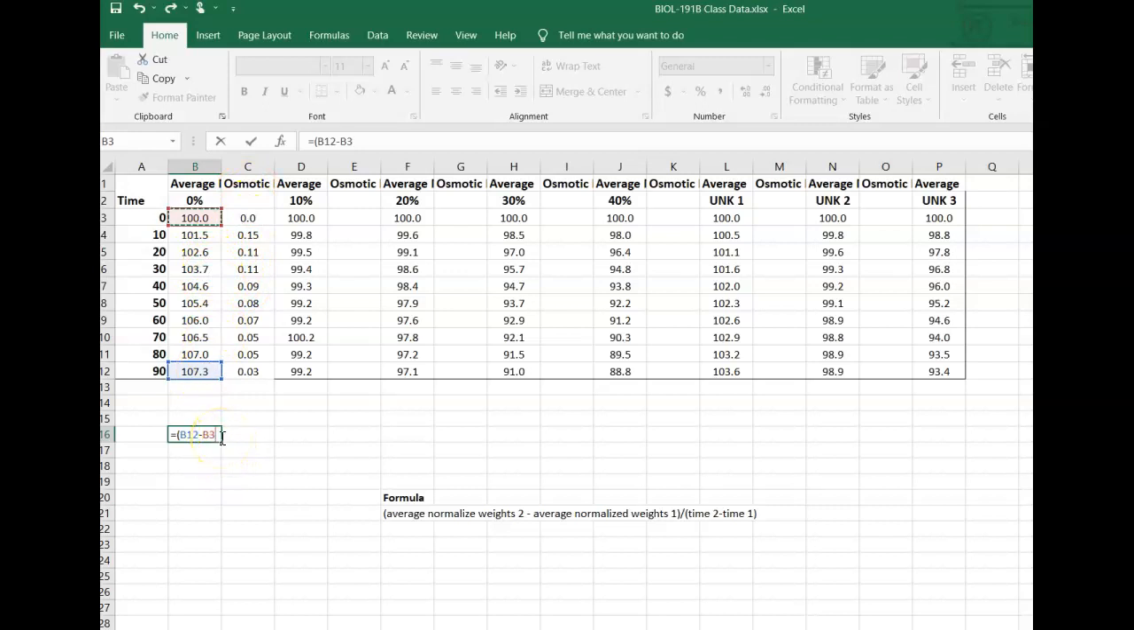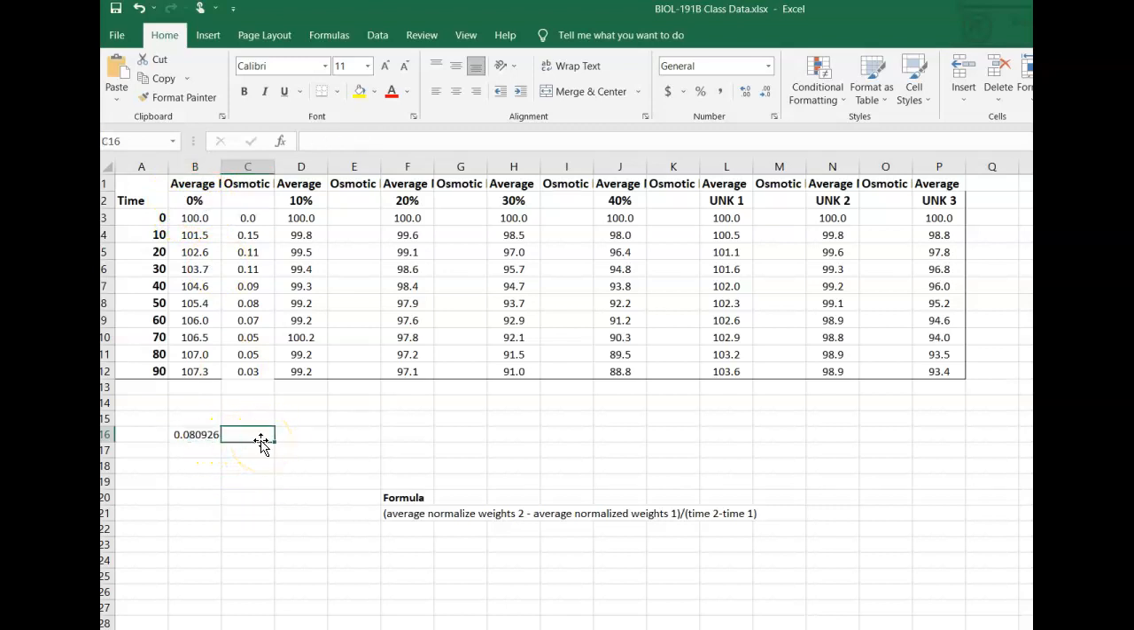And so minus that, I'll close the parentheses, and then I'll divide it by the time interval 2 minus 1. In this case, if you're getting the osmotic rate across the entire 90-minute time period, then you would have to do 90 minutes minus 0. So here I'm dividing by 90. Okay? And that's going to be the osmotic rate, in this case, for the distilled water. So this is the 0% sucrose, right? So you can do it that way.